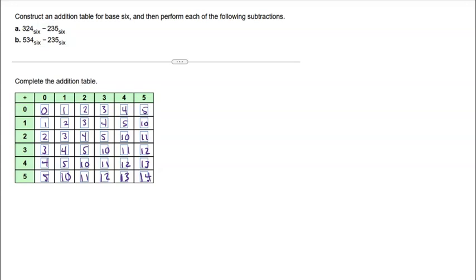Now, we're supposed to use that table to do these 2 subtraction problems. So let's see if we can pull that off. Addition and subtraction can get really confusing. Subtraction to me especially.